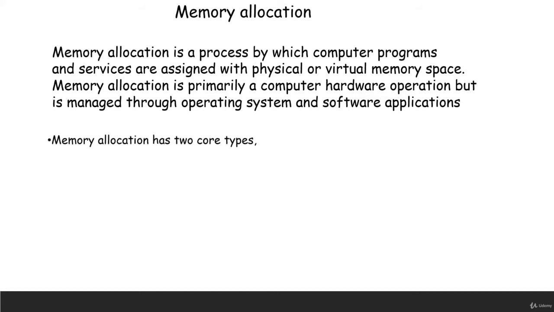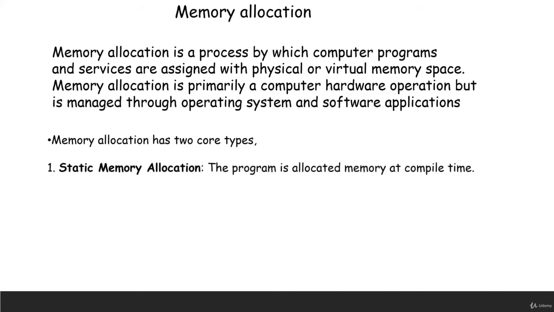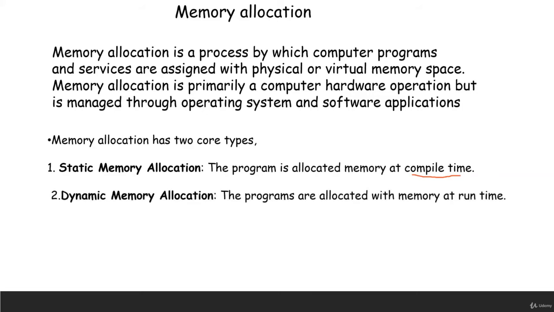Memory allocation has two core types. The first one is static memory allocation, in which the program is allocated memory at compile time. Compile time is the time when the program is in compilation mode. The second is dynamic memory allocation. In this, programs are allocated memory at runtime. Runtime could also be called execution time, when the program is in execution mode.